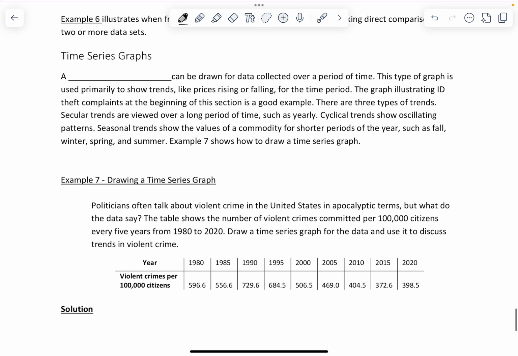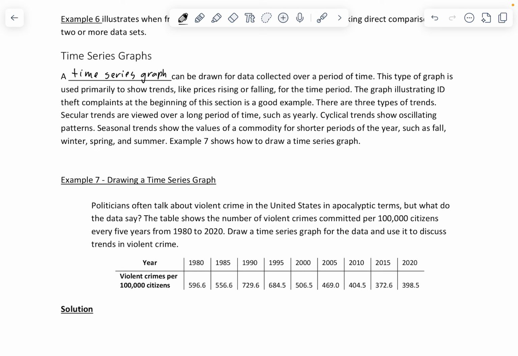Okay, so lastly, we're going to talk a little bit about time series graphs. A time series graph can be drawn for data collected over a period of time. This type of graph is used primarily to show trends like prices rising or falling for the time period. The graph illustrating ID theft complaints at the beginning of this section is a good example.